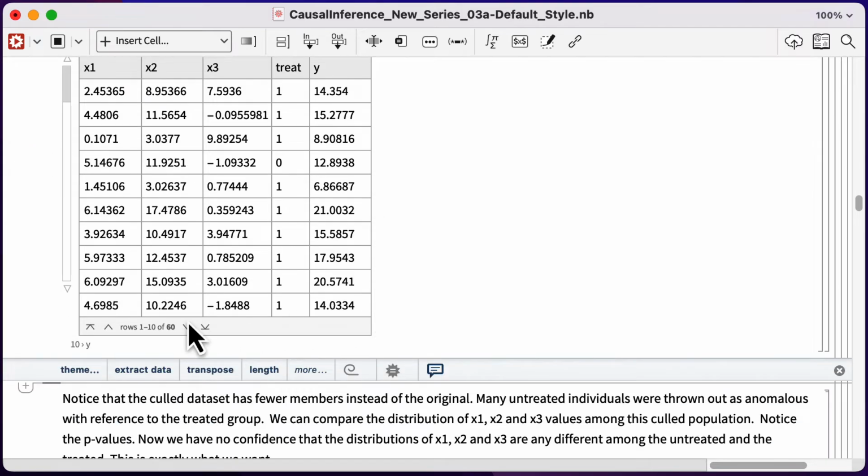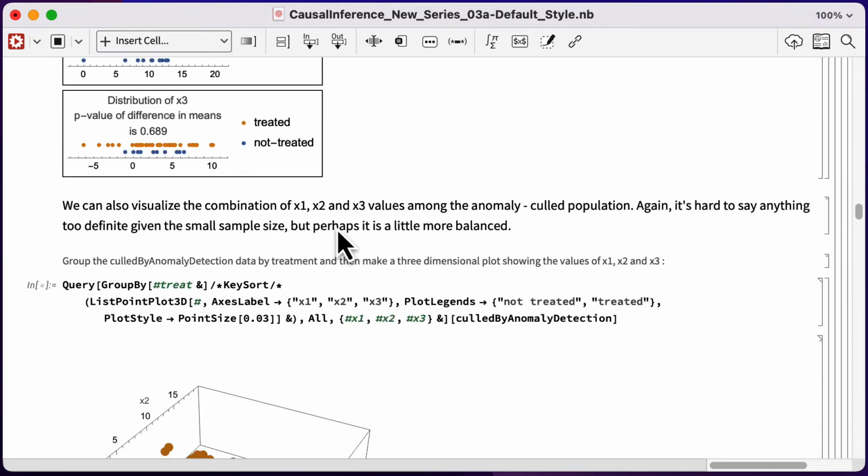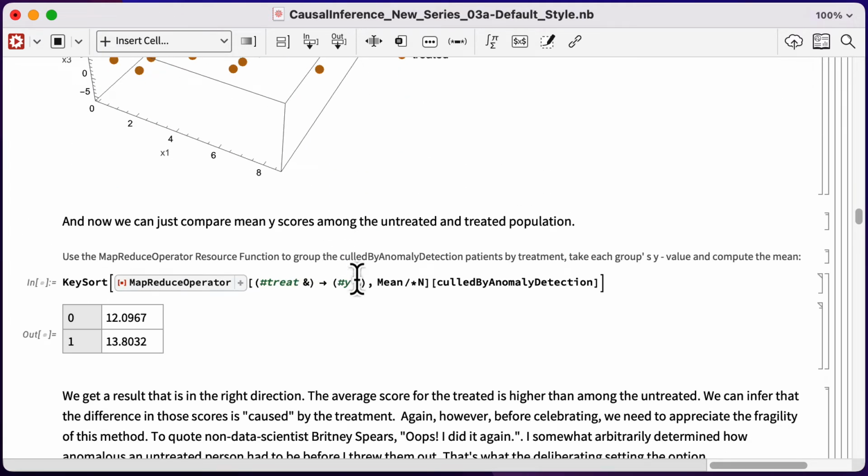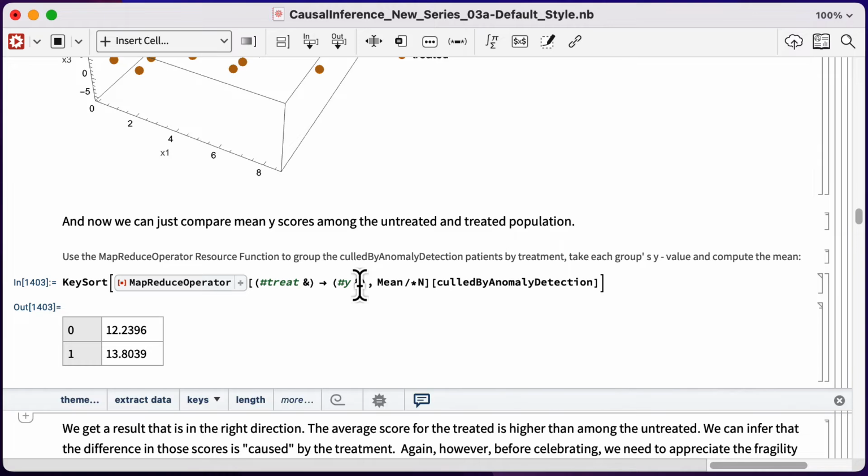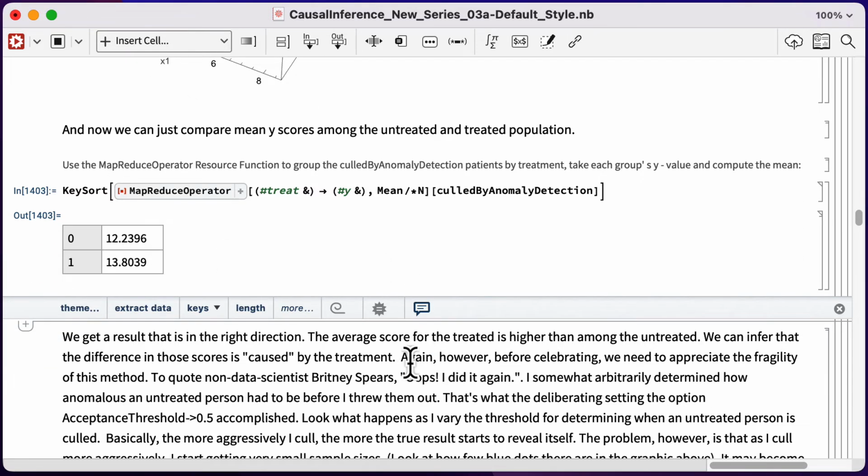You'll notice instead of 100 people, we now have 60, but we can now see: is the outcome among the treated different than the outcome among the untreated? I'm going to skip that piece of code and that piece of code, and we'll go right down to here, and we'll see that actually this worked decently. Of the 60 people we've got left, the people in the treatment group did better, 13.8 to 12.2. We still don't have quite the right number. This should be 3 bigger than this, but we're doing better.